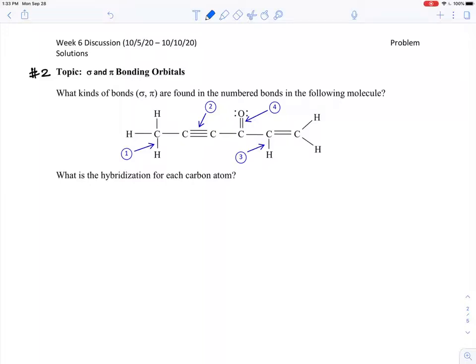Okay, so this is for number 2 in week 6. It's about sigma and the pi bonding orbital. That's particularly common in the organic compound as shown in the following. There are two types of questions that need to be answered. One is what kind of bonds, pi or sigma bonds.